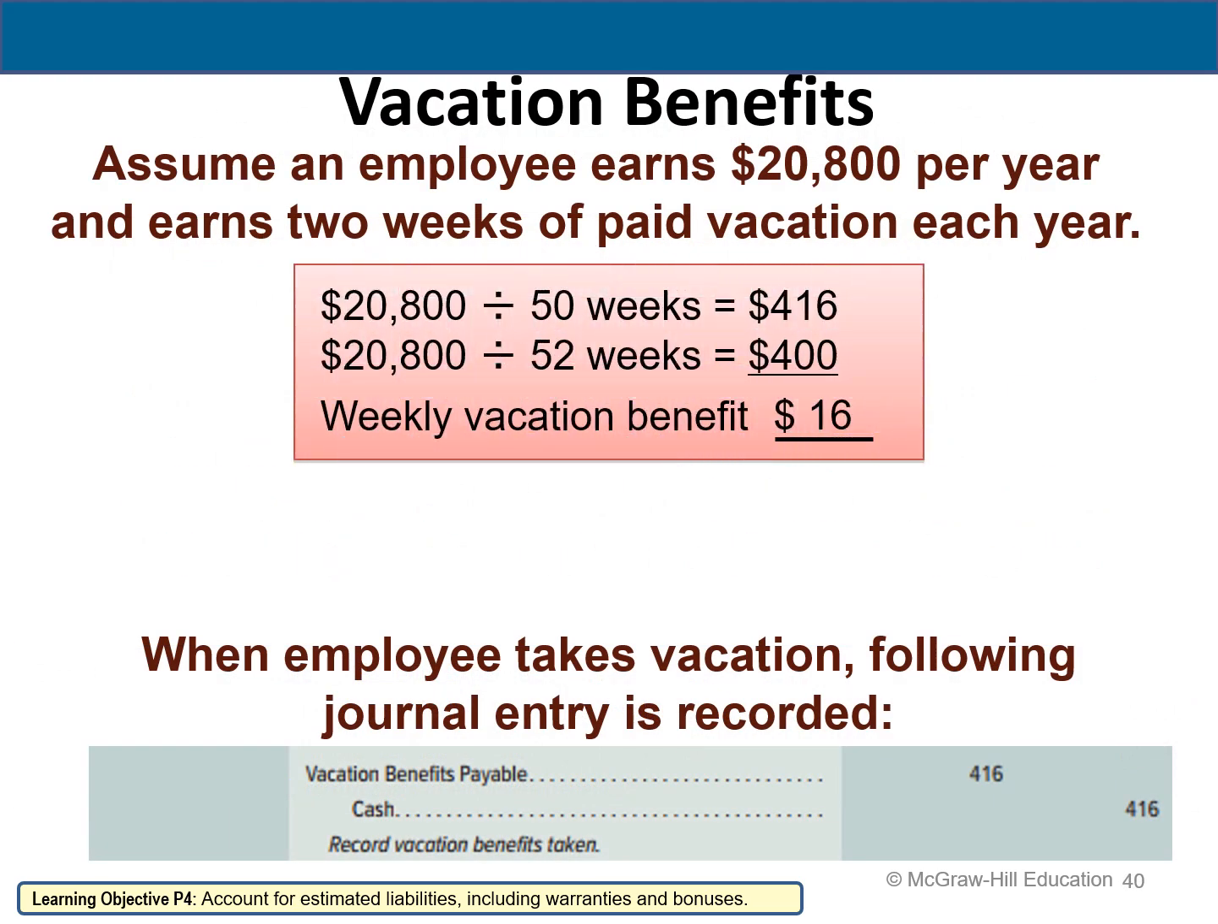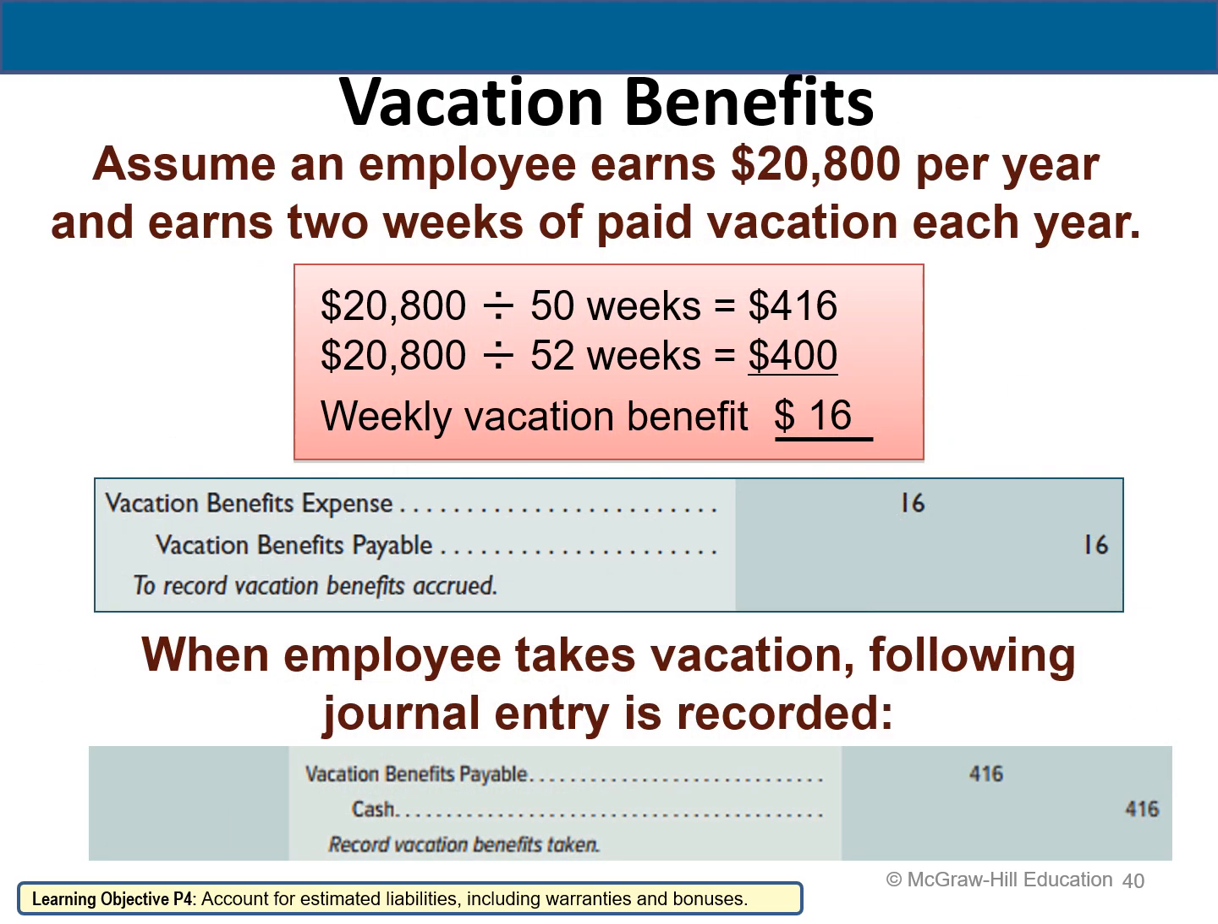All right, so vacation benefits. If we assume an employee earns $20,800 per year and gets 2 weeks of vacation each year, here's how you figure out the vacation benefit. $20,800 divided by 50 weeks, because that's how many weeks they're actually working, because 2 weeks is vacation, is $416. $20,800 divided by 52 weeks is $400. And so the weekly vacation benefit is 16 bucks.